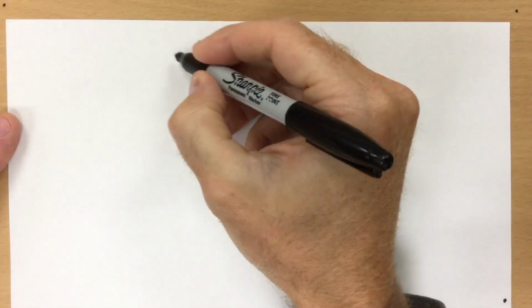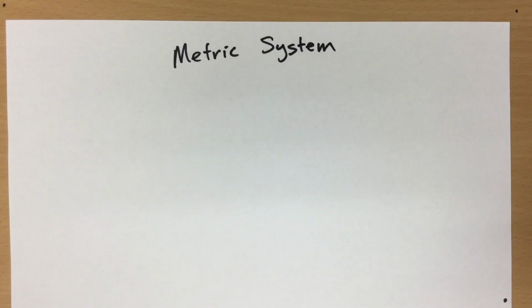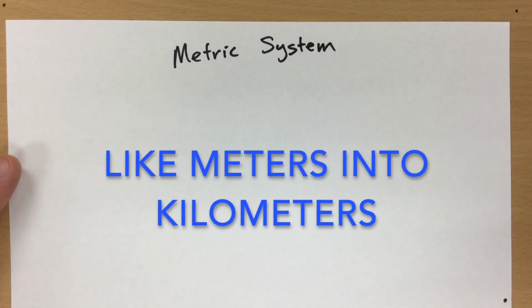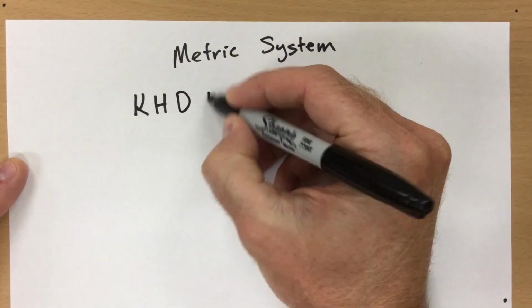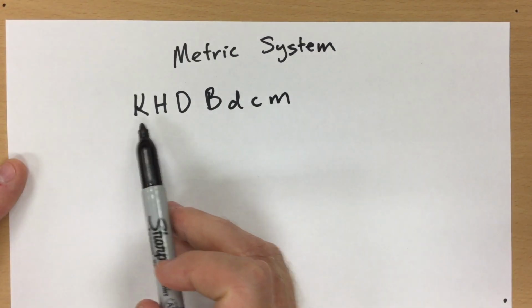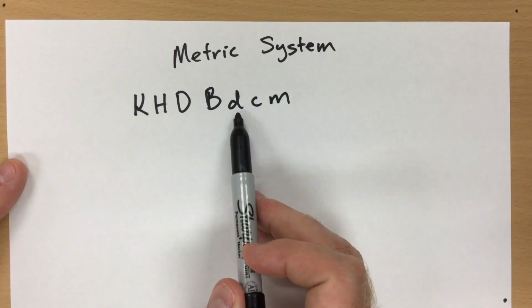Right, so we're going to be dealing with the metric system here. And when we do that, we've got to figure out how to convert from one form to the other. So I'm going to write out some letters on the top. And as we look at these letters, they stand for kilo, hecto, deca, base, deci, centi, milli.